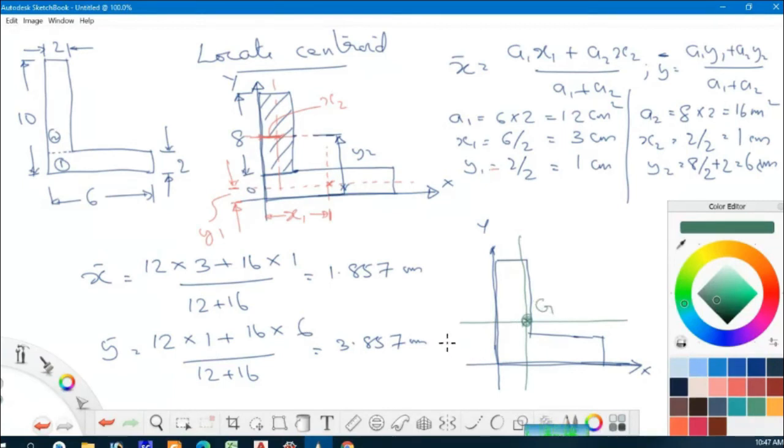That is, this distance is 3.857, and this is x bar, which is 1.857 centimeters. Okay, so this will be the centroid. I hope it is clear.